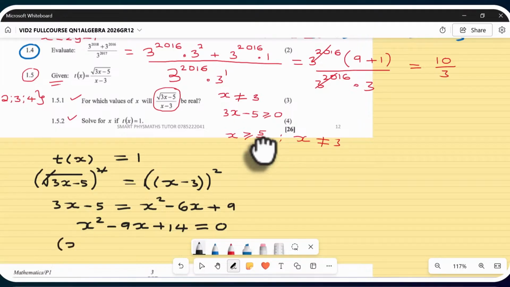Let us check with the 7 now. 3 times 7, that is 21. 21 minus 5 is 16, root 16, you get 4. So you have the 4 equals to 7 minus 3, also equals to 4. So this is the right answer. Okay, so here, that's what we did.